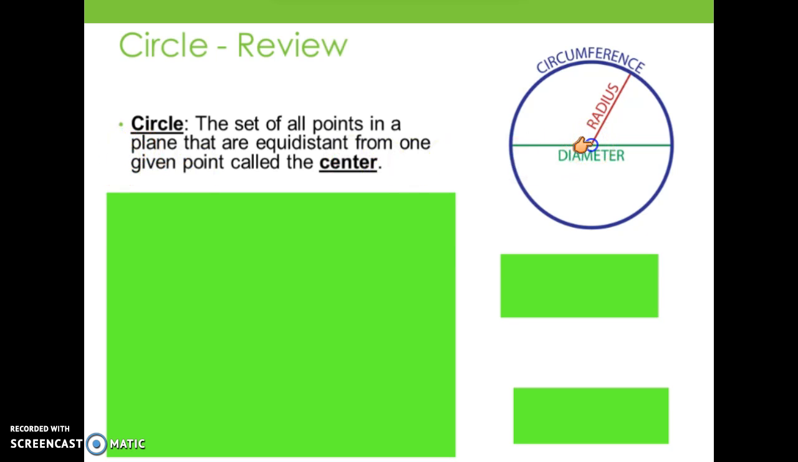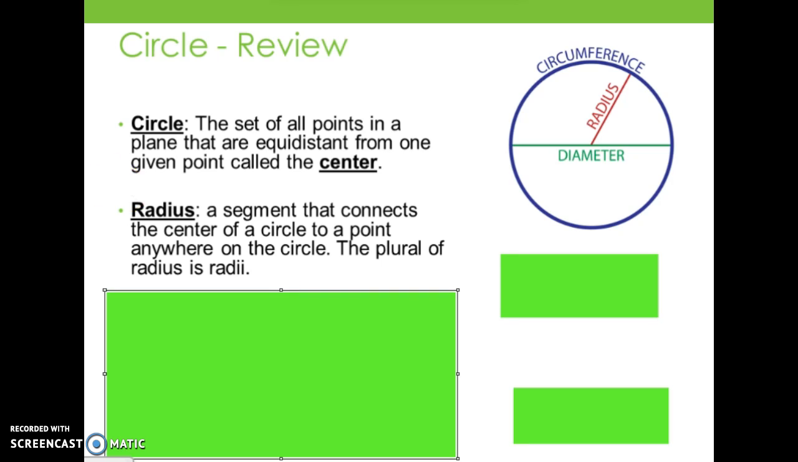So here would be the center, and then all of these points highlighted in blue here are equidistant from that center. So that's the circle. The radius is a segment that connects the center of a circle to a point anywhere on the circle. The plural of radius is radii. So one radius shown here in red is from the center to a point on the circle. That's the radius.